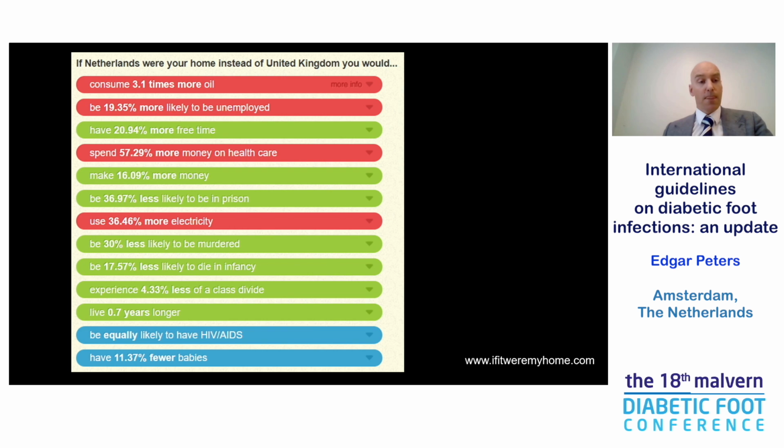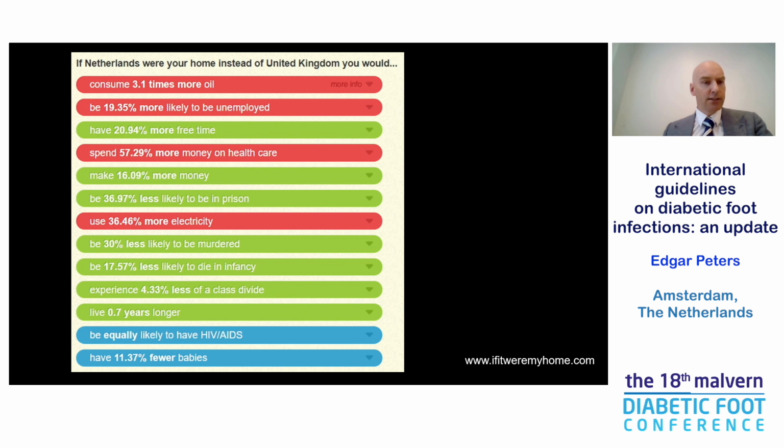For instance, the Dutch apparently consume 3.1 times more oil than people from the UK. And I can assure you that's not oral intake of oil, but that has probably to do with Rotterdam being a very important harbor and an important hub for Germany, Belgium, and the rest of continental Europe for import of oil.